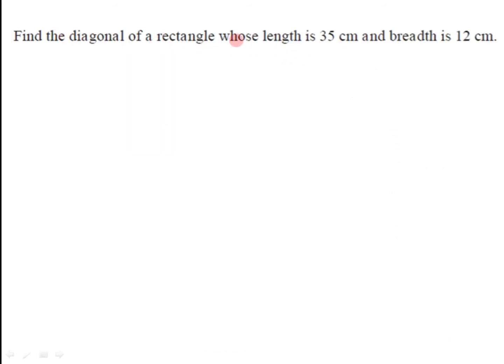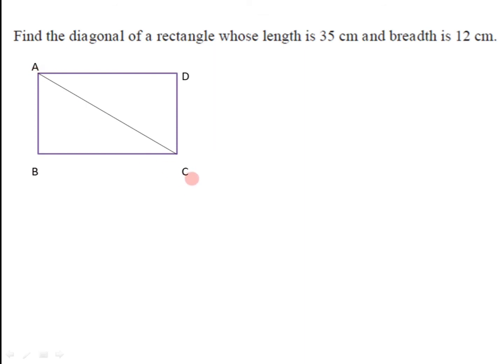Let us have the next question. Find the diagonal of a rectangle whose length is 35 centimeter and the breadth is 12 centimeter. Now here the diagram is not given. So first of all, we should draw a diagram. Let us have a rectangle. We'll name this as rectangle ABCD, where AC is the diagonal.